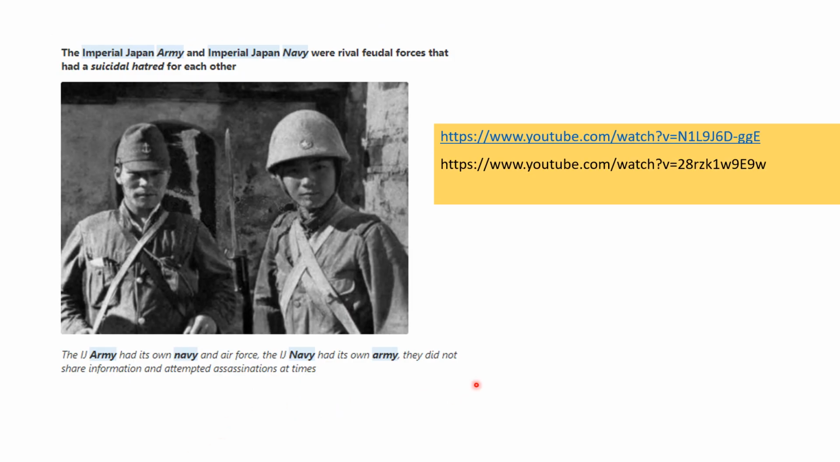I found two videos here which you can watch later, and it says here the Imperial Japanese Army and Imperial Navy were rival feudal forces. Feudal means historical, based on their clan, that had suicidal hatred. It really shows that they are not helping each other, and if they're not helping each other with a common enemy, they will be defeated.